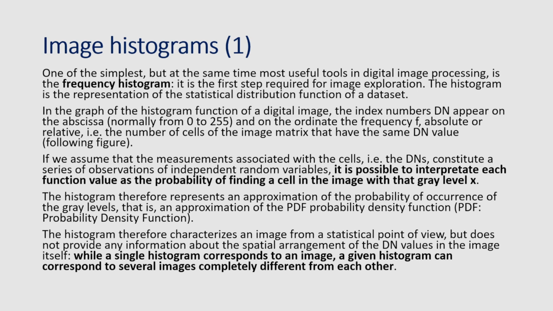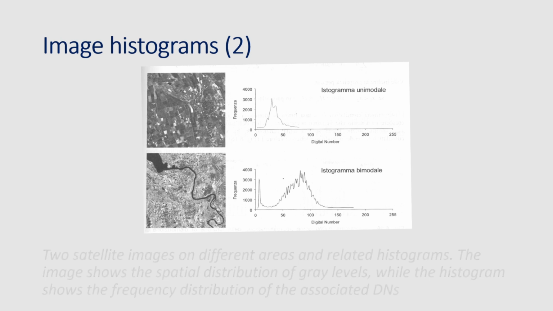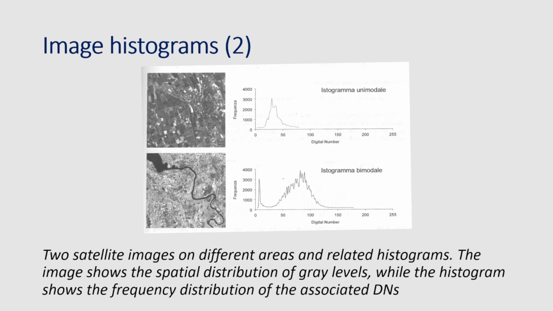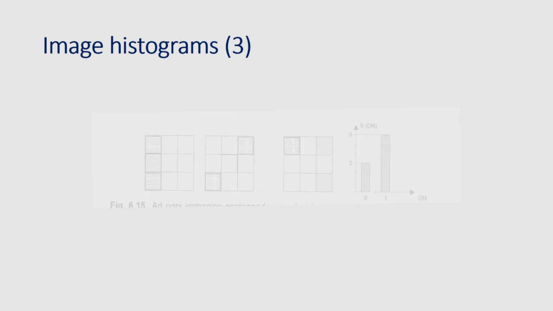While a single histogram corresponds to an image, a given histogram can correspond to several images completely different from each other. Image histograms. 2. Two satellite images on different areas and related histograms. The image shows the spatial distribution of gray levels, while the histogram shows the frequency distribution of the associated DNs. Image histograms. 3.